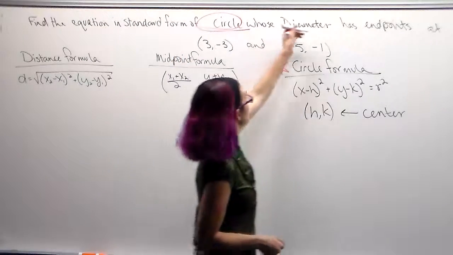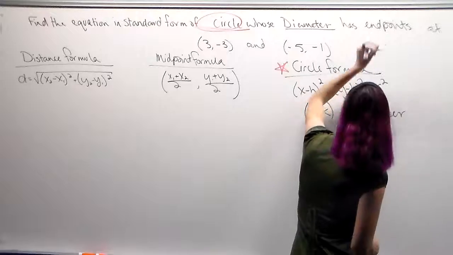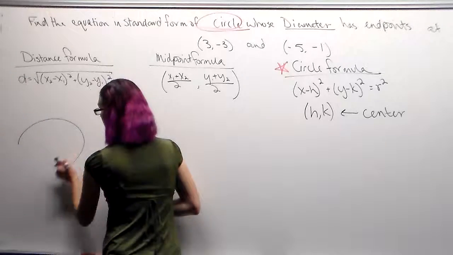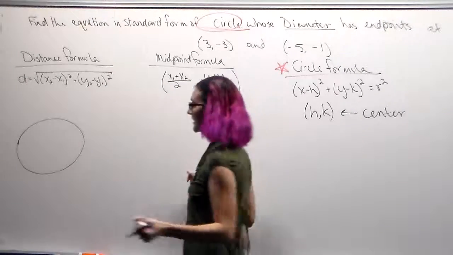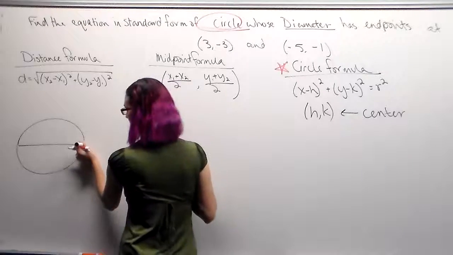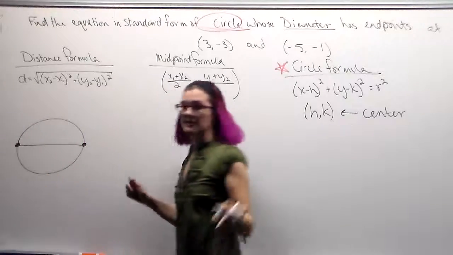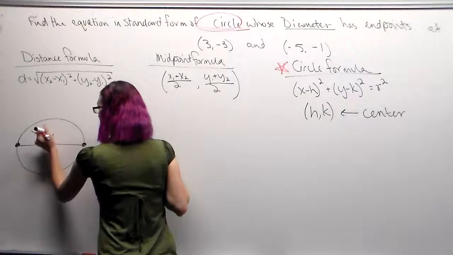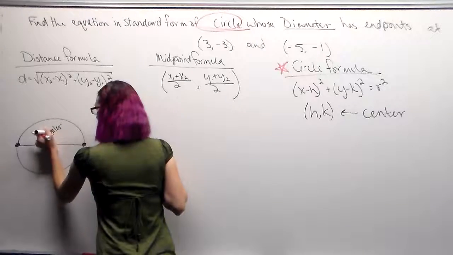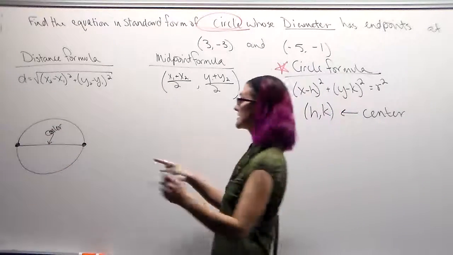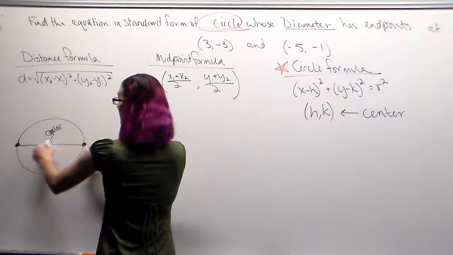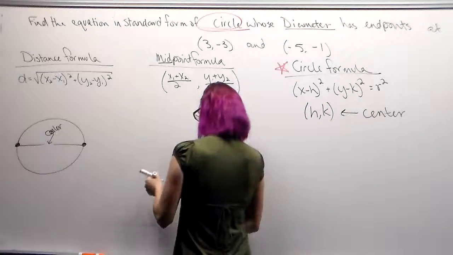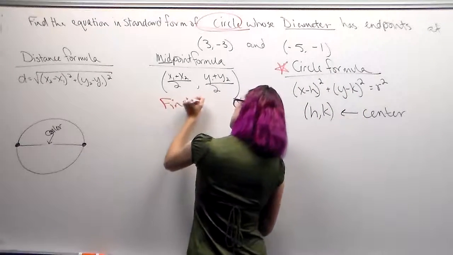They gave us a circle whose diameter, so that's a word we need to make sure we know, has endpoints at (3, −3) and (−5, −1). So let's think about how a circle looks. The diameter goes all the way across, and it has two endpoints at the very end of each side of the diameter. If we want the center, that's going to be in the very middle. So to find the center when given the endpoints of a diameter, we've got to find the middle, which would be the midpoint. So we're going to use the midpoint formula to find the center.